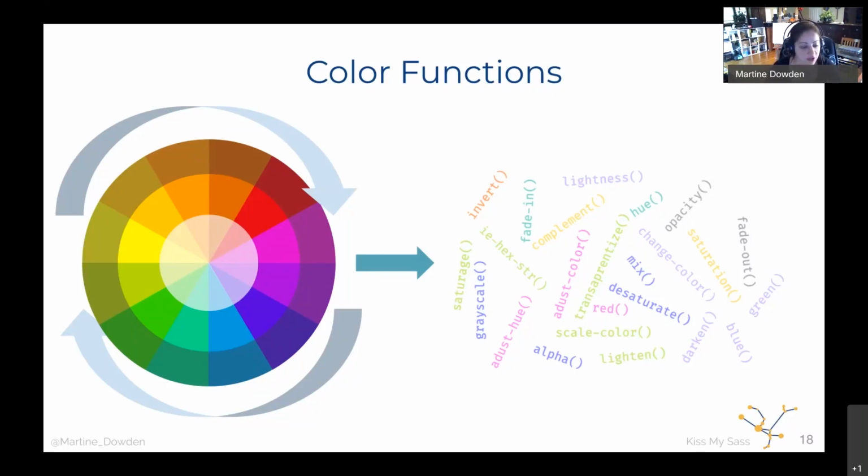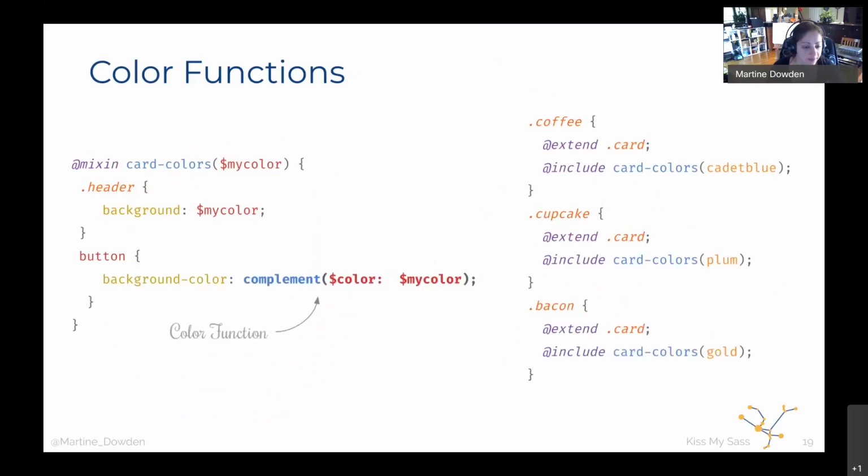So color functions, usually what they have is they have a name and they take in parameters. What I'm going to show you in this one is the complement one because it's not as straightforward as some of the others.